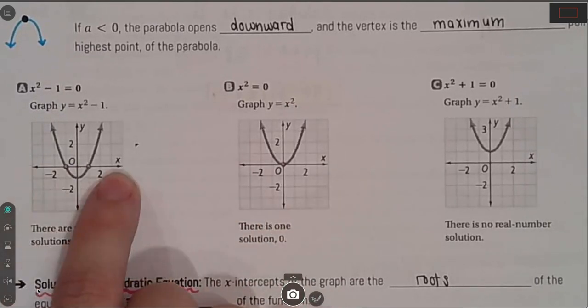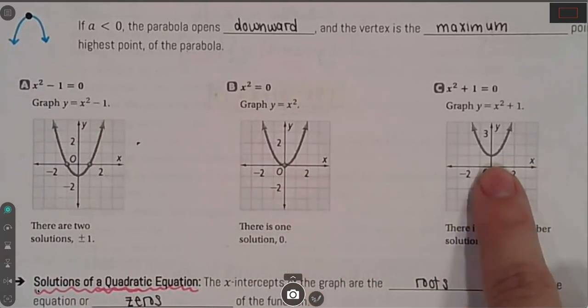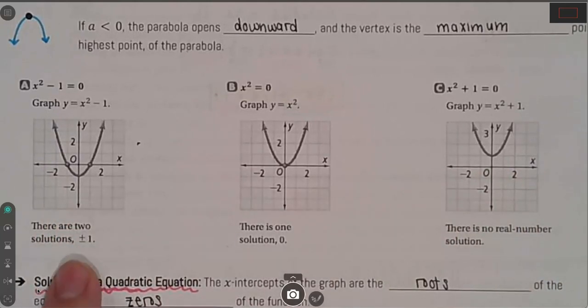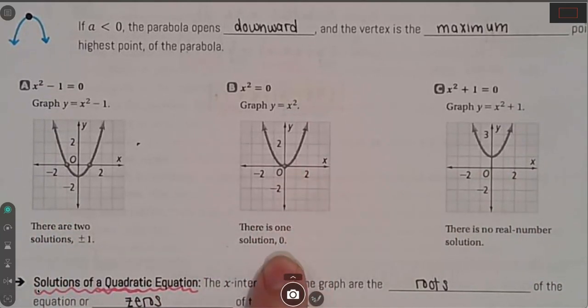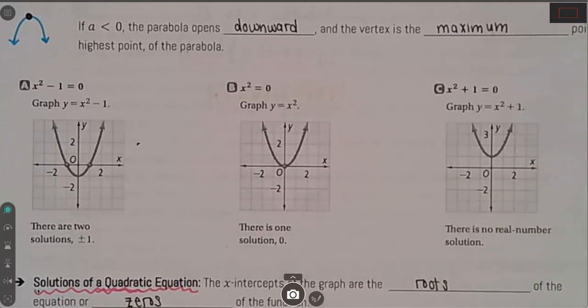Sometimes the parabola hits the x-axis twice, sometimes it hits it once, and sometimes it does not hit the x-axis at all. If it hits the x-axis twice, there are two solutions. If it hits it once, there's one solution. If it does not hit the x-axis, there are no solutions.